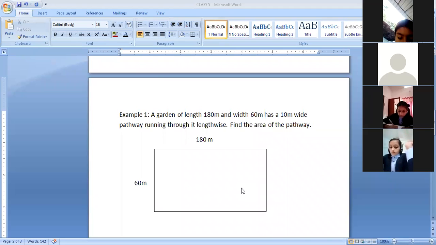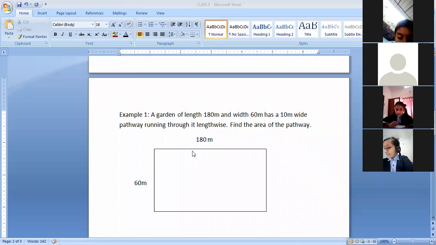It's a lengthwise pathway, right? Lengthwise pathway means, will it be parallel to the length or breadth? Will the lengthwise pathway be parallel to the length or the breadth? Parallel to? Those will be parallel to? Length. The pathways which are parallel to the length are known as lengthwise pathway.